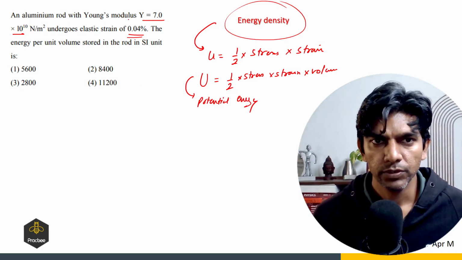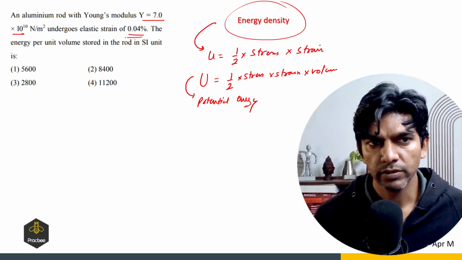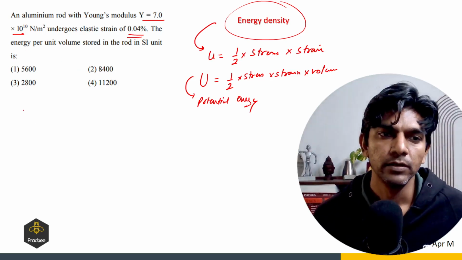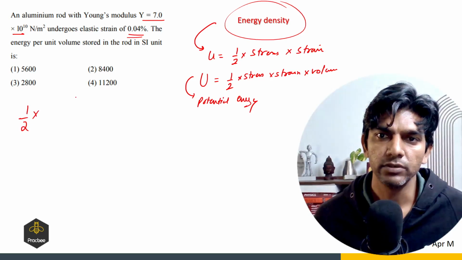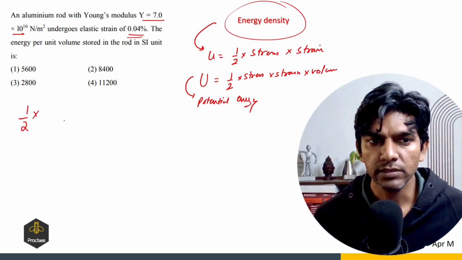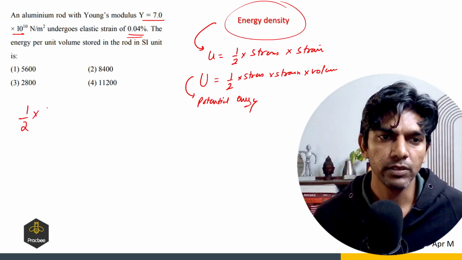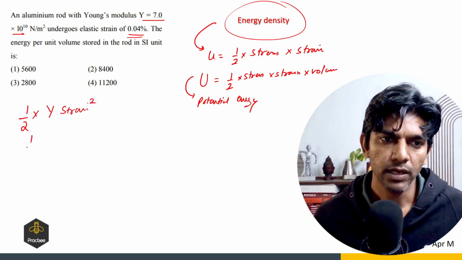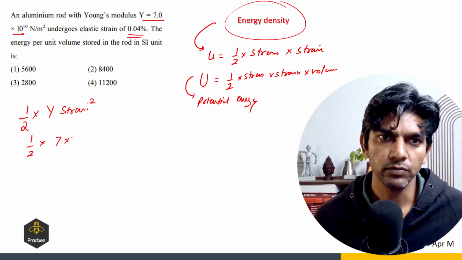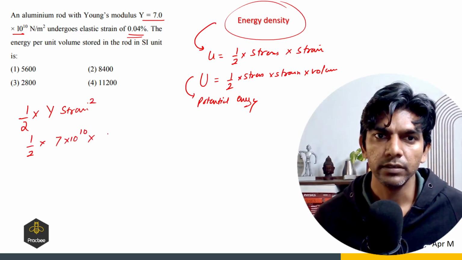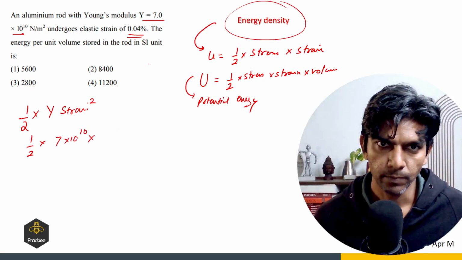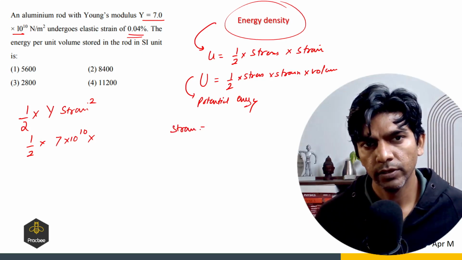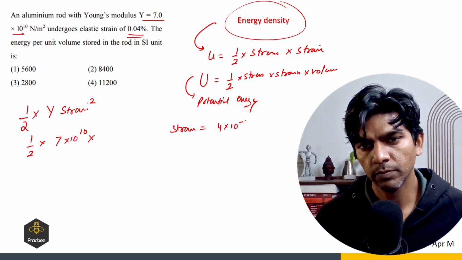An aluminum rod with Young's modulus. So we have been given strain and we have to find the energy density. Energy per volume is energy density. So it will be half times stress times strain. Since strain is given, we can write stress in terms of strain, which will be Young's modulus times the strain. So that will become strain square. So half, Young's modulus is 7 into 10 raised to 10, strain is 0.04%, so strain will be 4 into 10 raised to minus 4.